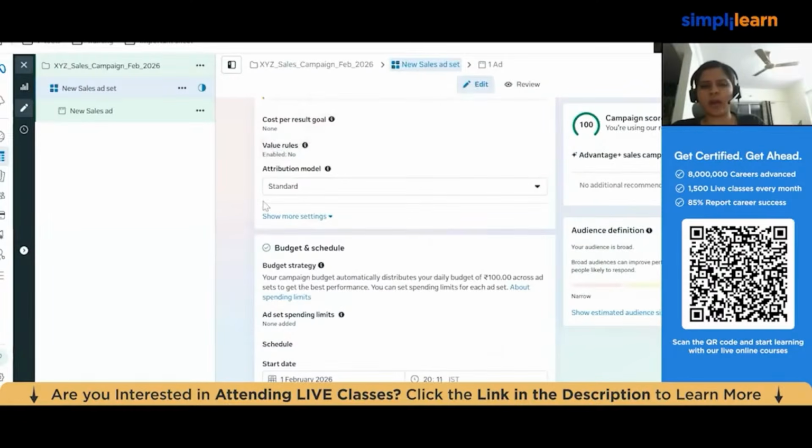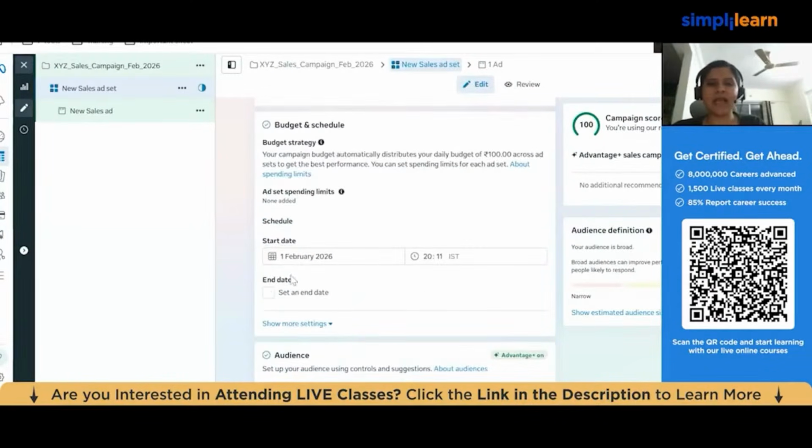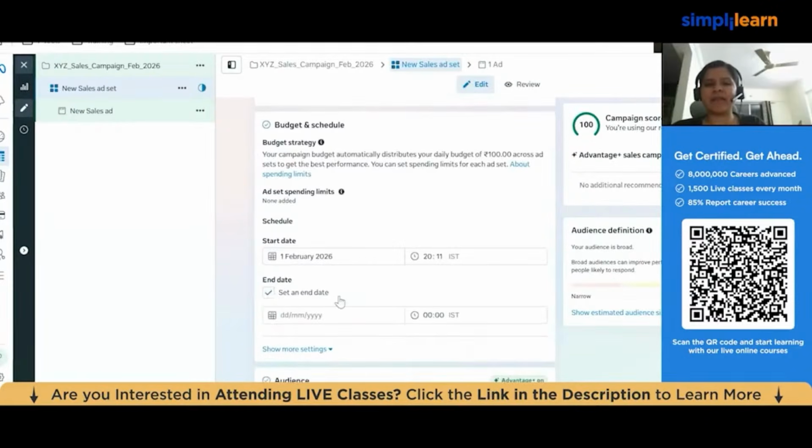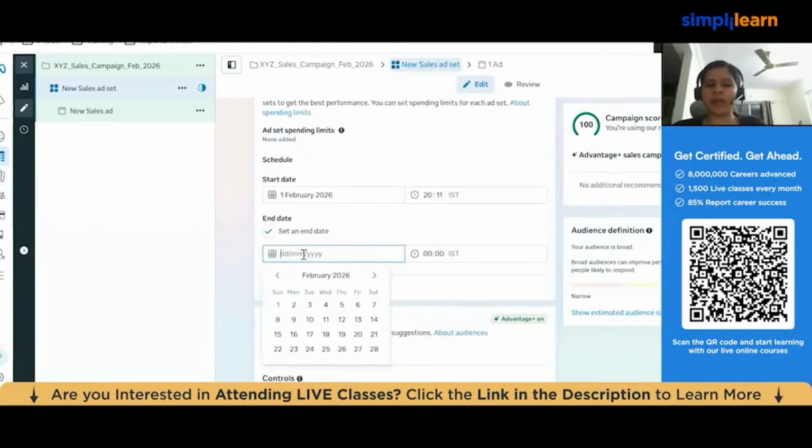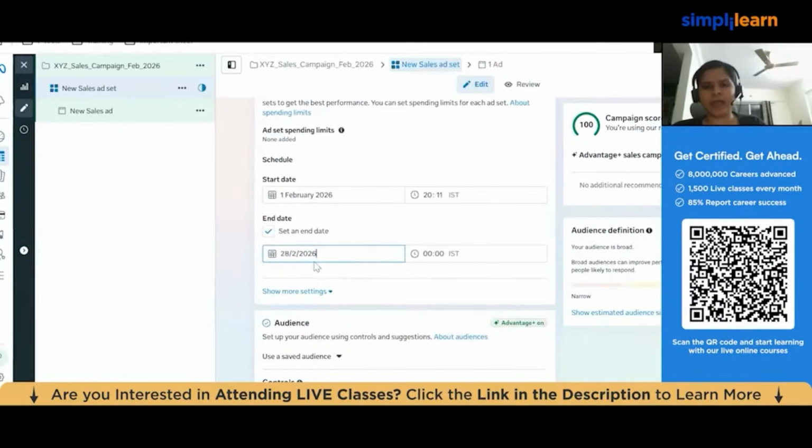I'll again talk about this later, attribution model and all. We have a separate topic for that, I won't discuss this here. You can put your start and end date, when you want to start your campaign, when you want to end your campaign. Let's say you want to stop this campaign on the 20th, put an end date, okay?